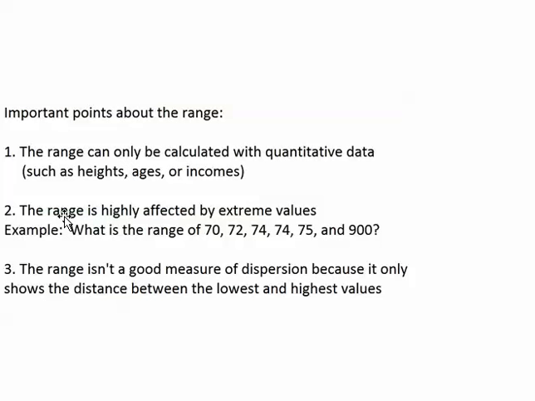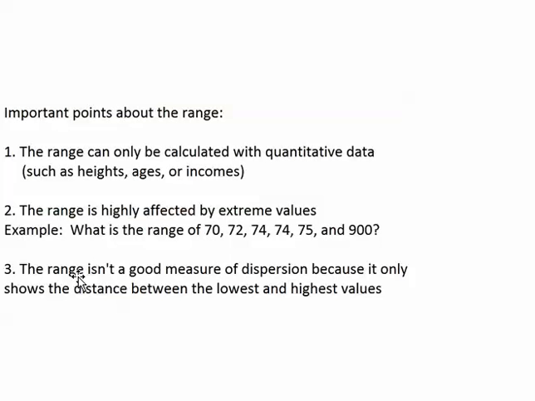Second, the range is highly affected by extreme values, just like the mean. In this example, this one value of 900 has a pretty big effect on the range of this data set. 900 minus 70 equals 820. So the range of this data set is actually 820. This means that when a billionaire moves into a neighborhood, that one income has a large effect on the range of the neighborhood, just like how it has a large effect on the mean of the neighborhood.